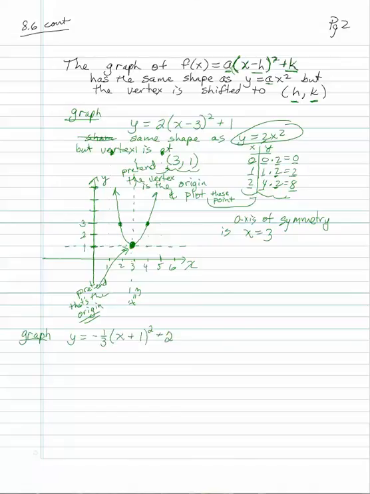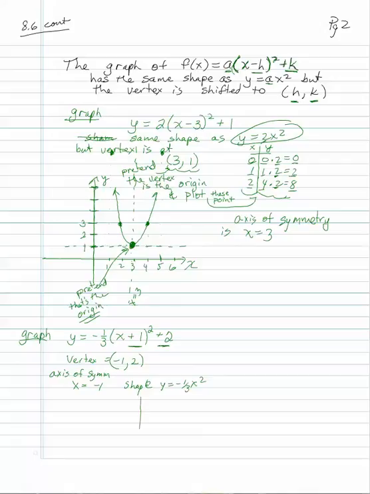Okay, let's graph one more, see if you got the idea. So I want to graph y equals negative 1/3 times (x plus 1) squared plus 2. So my vertex is going to be negative 1, 2. Remember the h, you've got to change that sign. It'd be negative 1. The k you leave alone. Okay, so my axis of symmetry is going to be through the x coordinate of the vertex, x equals negative 1. The shape of my graph is going to be y equals negative 1/3 x squared.